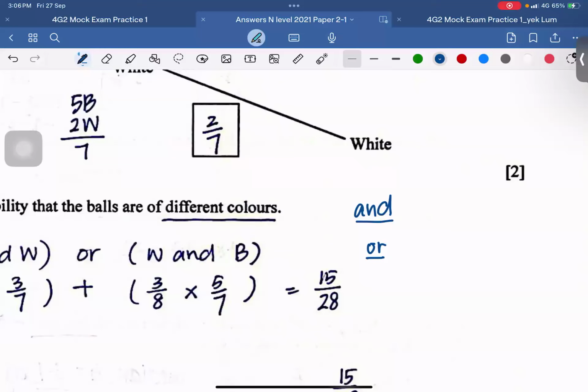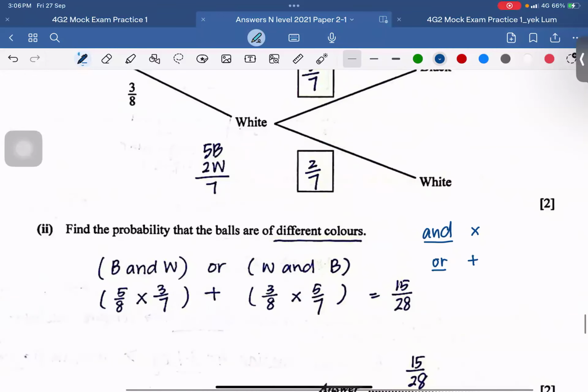Y'all can type out the answer. You can tell me, what do you do with probability? Yes, n equals to times. Or, then you'll be plus. Plus. Yes, correct. So these are the cases. So when do we do "and" or "or"?